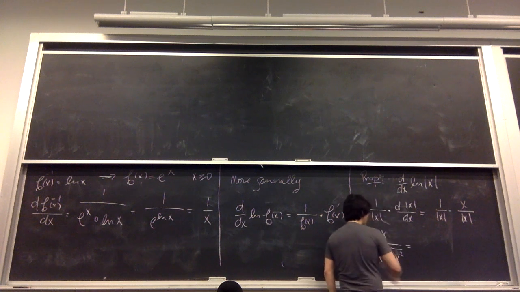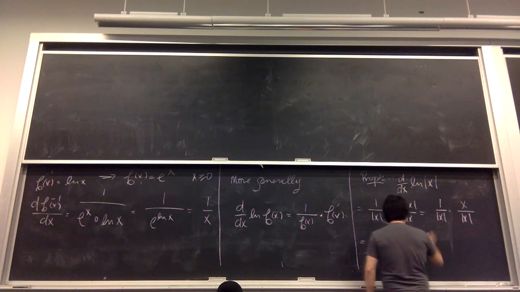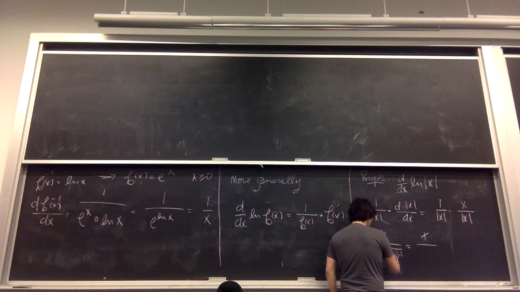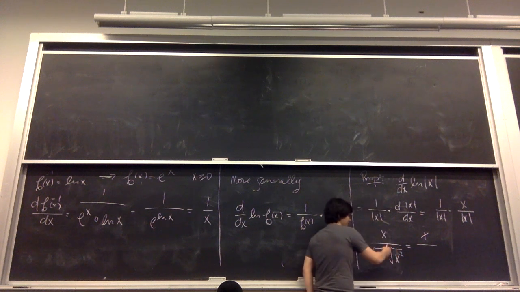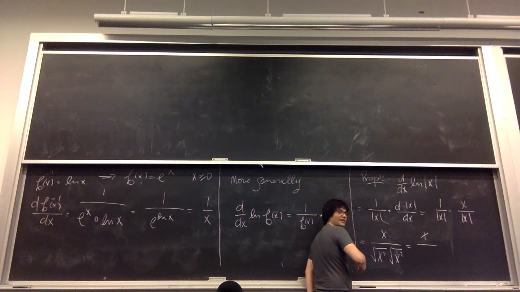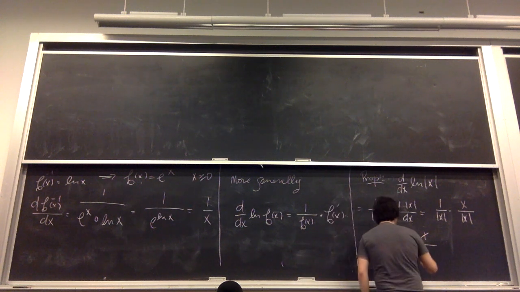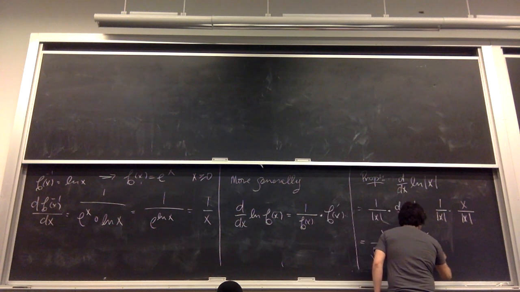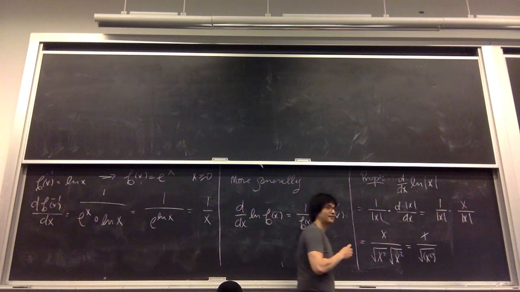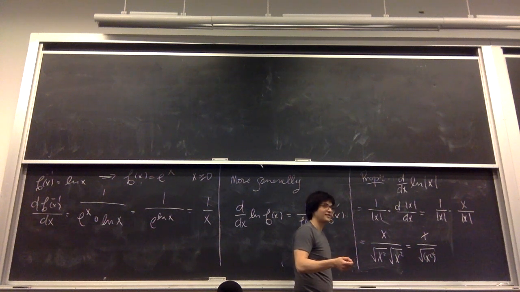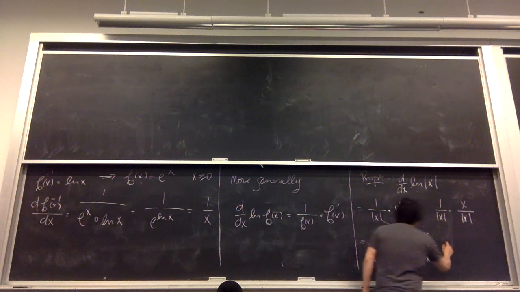This is equal to what? So it's 1 over the square root of x squared, times x over the square root of x squared. The square root of x squared squared equals x squared. I know, I'm just trying to help everyone else get there. I'm getting it too now. Great, so we can move on.